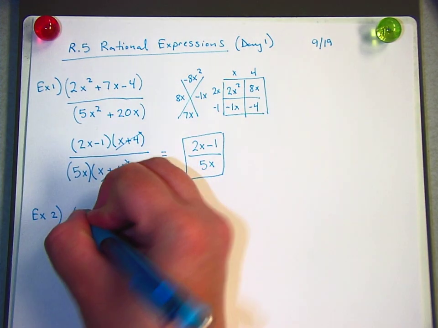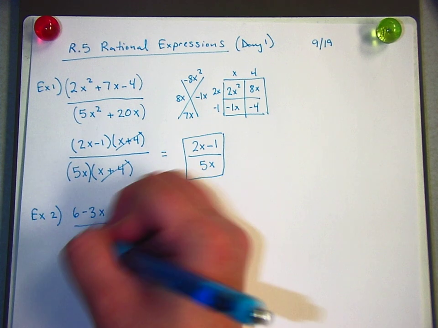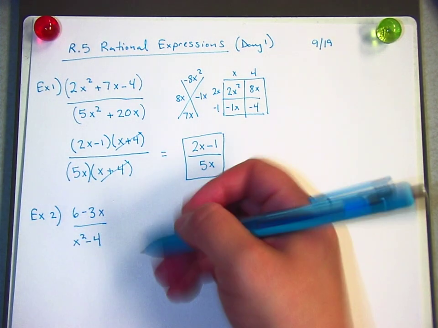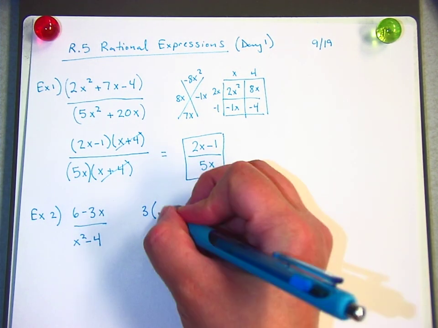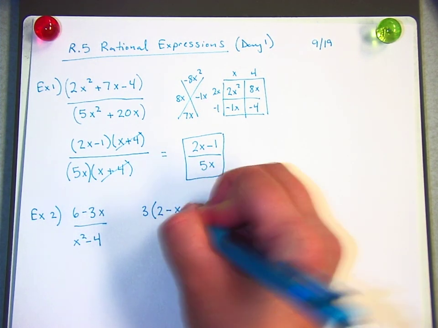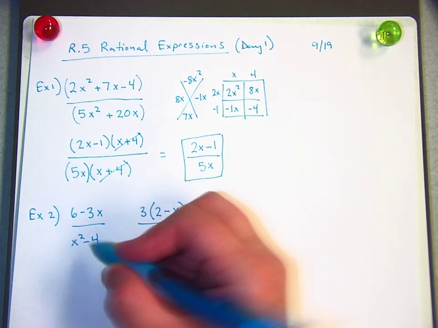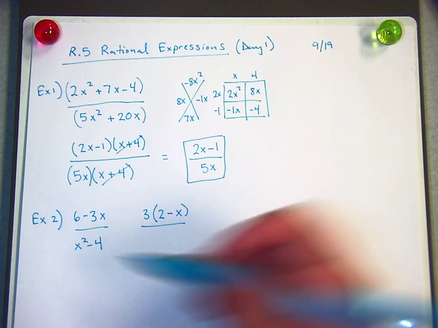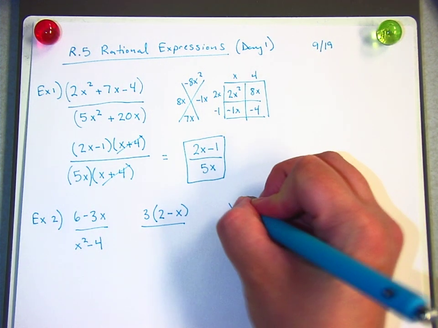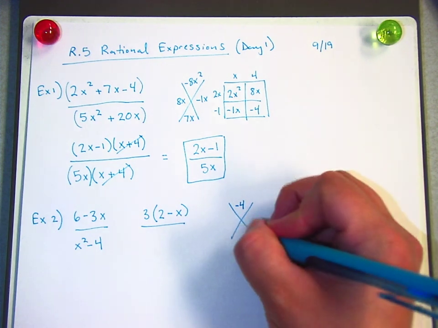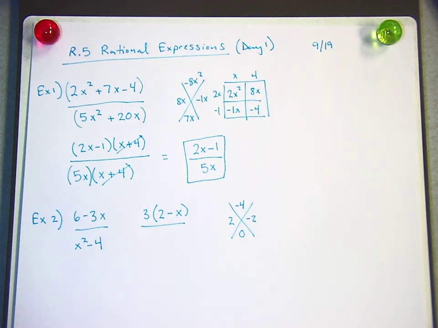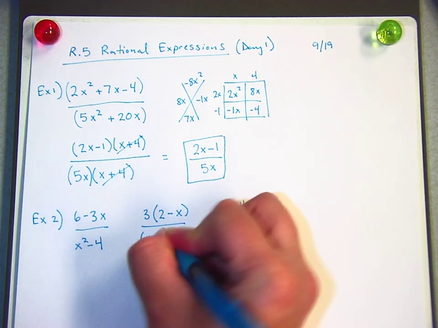This one is 6 minus 3x over x squared minus 4. All right, now the top one, I immediately see I can take a 3 out, so that's 3, let's see, 2 minus x here. And on the bottom, you can see that this is a special product, an a squared minus b squared, or you could just put it in an x like this and say negative 4 goes on the top, on the bottom is 0. So that means that this must be 2 and negative 2 because they have to multiply to get negative 4 and add to get 0. So I end up with x minus 2 and x plus 2.